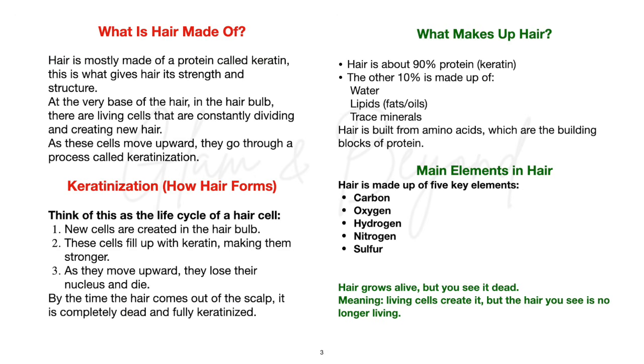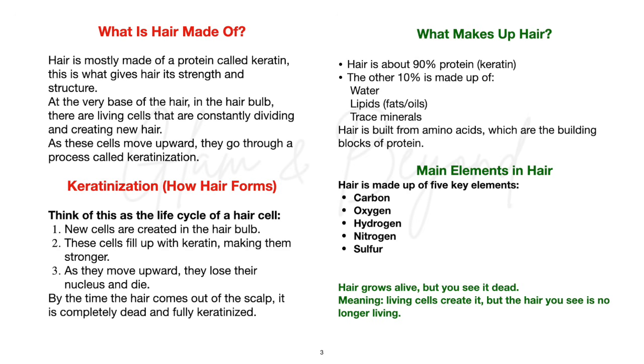So, what is hair made of? Hair is mostly made of a protein called keratin. This is what gives hair its strength and structure. At the very base of the hair, in the hair bulb, there are living cells that are constantly dividing and creating new hair. As these cells move upwards, they go through a process called keratinization.